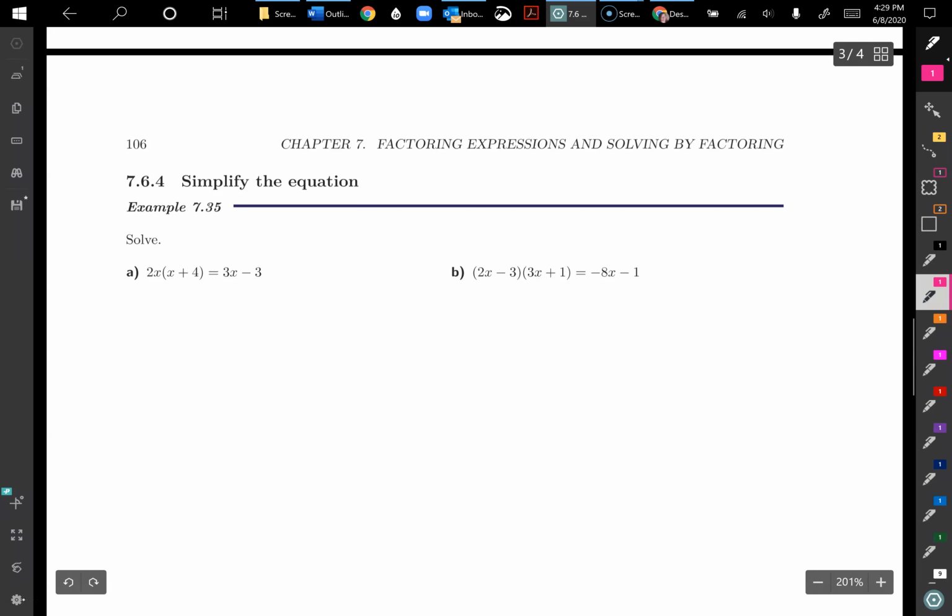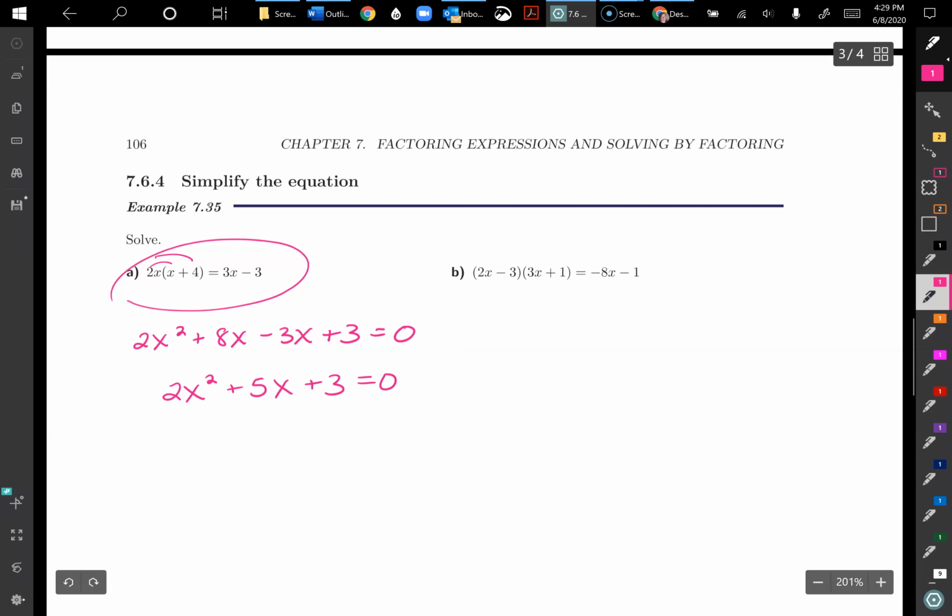So the first thing, if we don't have it set equal to 0, is we would have to set it equal to 0. And this one's a little more complicated because I have to distribute first. So I would do this as 2x squared plus 8x. And then I would have to subtract that 3x and add the 3, set it equal to 0. You could take that in stages if you wanted to. Then I have 2x squared plus 5x plus 3 equals 0. And then I go ahead and factor. I'm just double checking my math here. 2x squared plus 8x minus 3x plus 8.